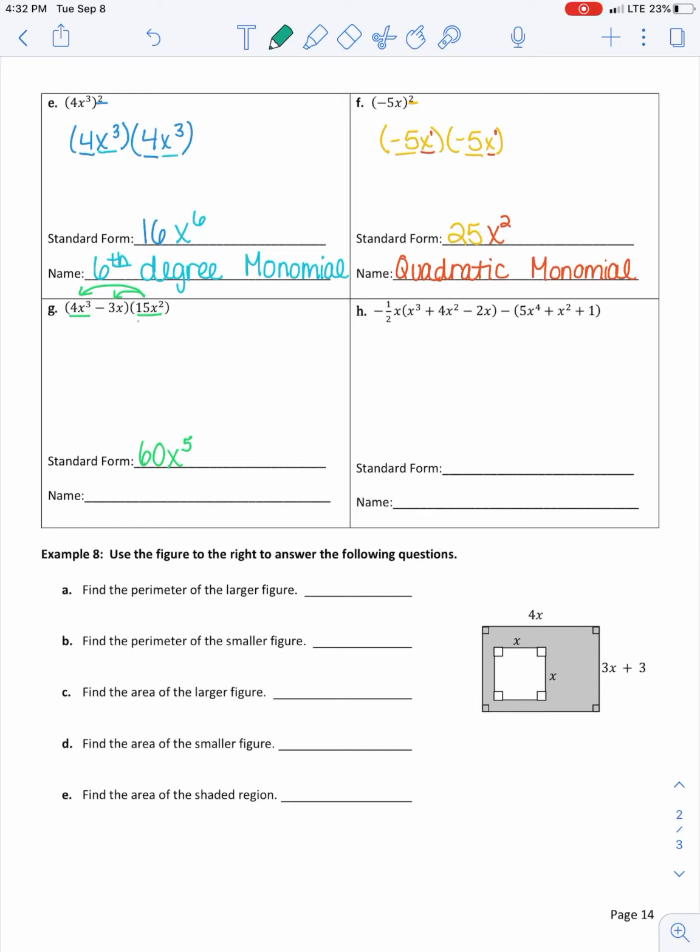Then you still have to take that 15x squared and multiply it by the negative 3x. So 15 times negative 3 is negative 45. And then x squared times x is x to the third, because we can't forget that there's that imaginary 1 there on that negative 3x. This is in standard form. Our highest degree is 5, so this is a 5th degree. And then we have 2 terms, so it is a binomial.